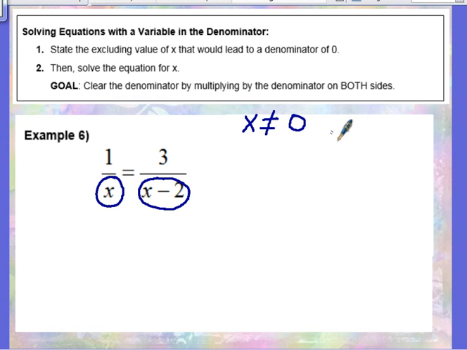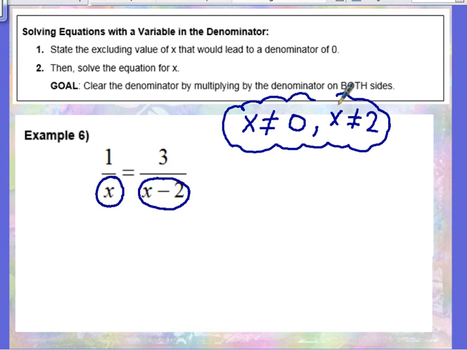So we might have 2 restrictions sometimes. On the right-hand side, or in general, x is not allowed to be 2 also. So we just list them both. So sometimes there might be 2 restrictions. And we just keep that in mind.